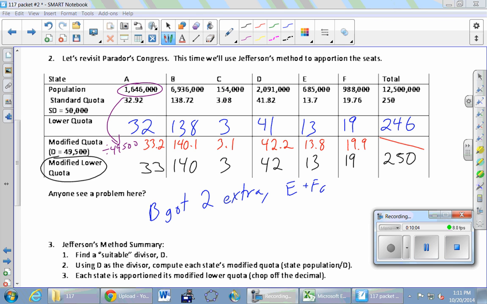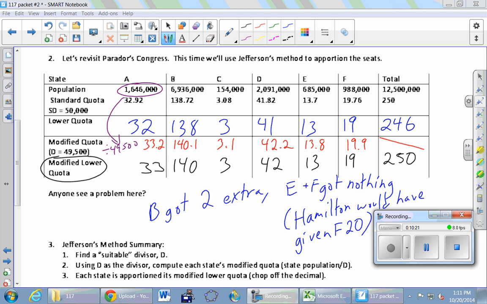E and F got nothing. But using Hamilton, which we did last class, that would have given F 20 according to Sue Ann. So F really has a right to complain, because if we did Hamilton's, they at least would have gotten their 20. Instead, they got stuck and B got 2 extra, which seems like a problem.